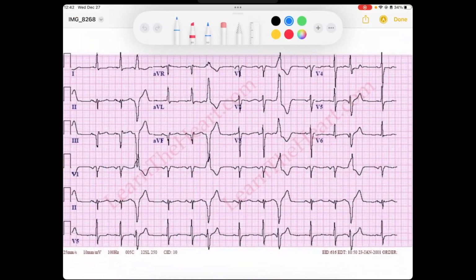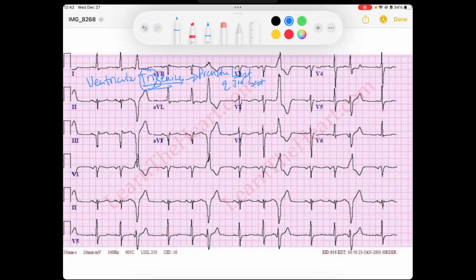We're going to be doing a quick video review on ventricular trigeminy. As the name suggests, trigeminy is a premature beat every third beat. So let's take a look at these beats.